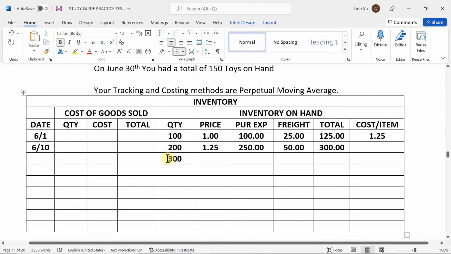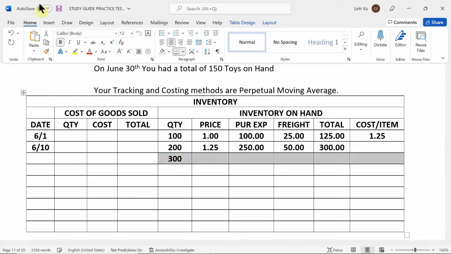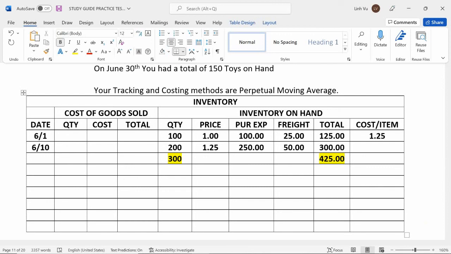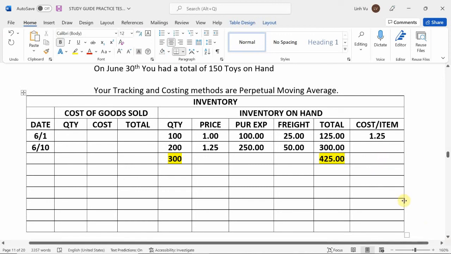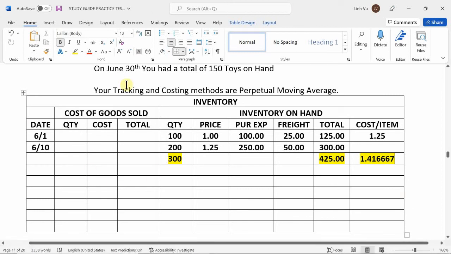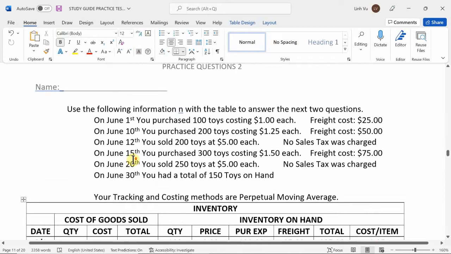If you want to highlight this as your calculations, it doesn't really matter what you want to do here, so I'll just do it for the sake of this. Okay, so here's my 300, right? What's 300 plus my total cost here? 425. And now the cost per item, let's solve. 1.41666666 with a 7 on the end. Good, right? Okay, all right, so let's see what happened next.